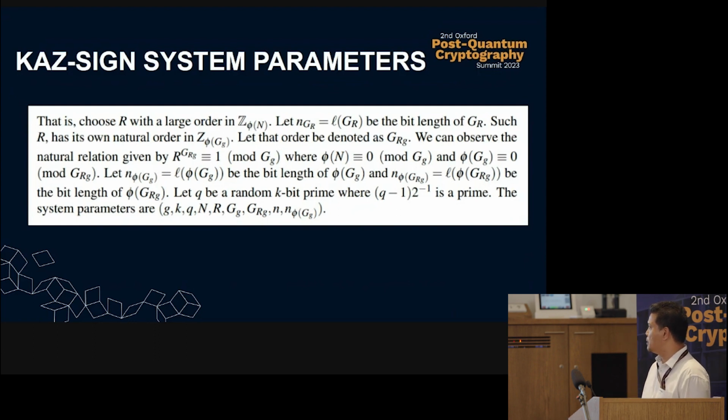So then we have our system parameters as follows: g, k, q, n, r, Gg, Grg, n, and n phi(Gg).